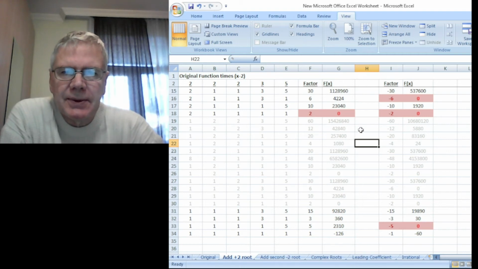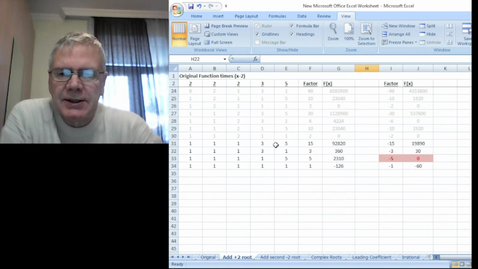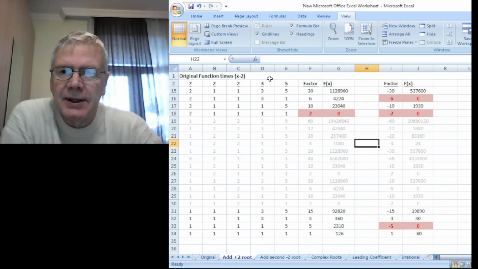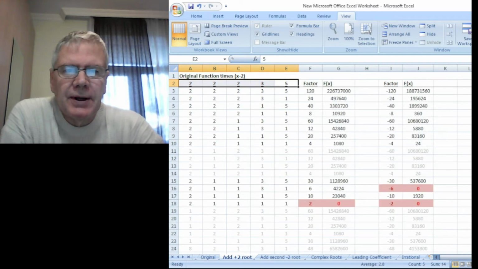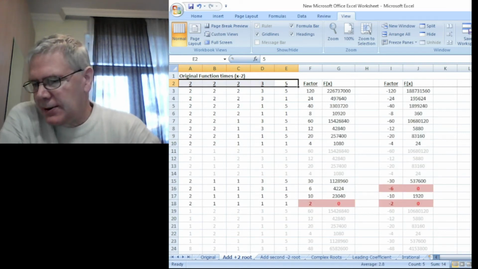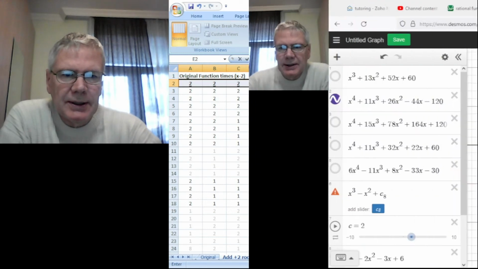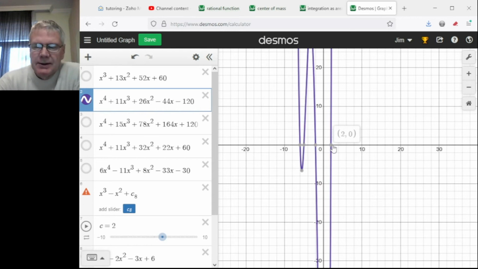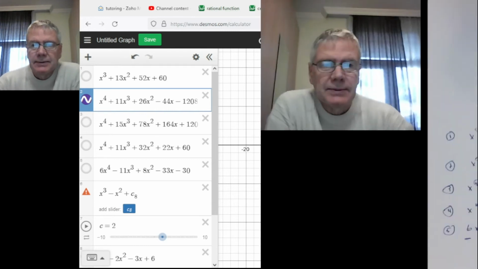So that's the second one. That's a lot like the first one, except that instead of 16 rows, which was 2 to the 4th, now I have 2 to the 5th rows, or 32. Let's take a quick look at this on Desmos. So this is what the function looks like. And here are our roots: minus 6, minus 5, minus 2, and plus 2. So that's the second one.